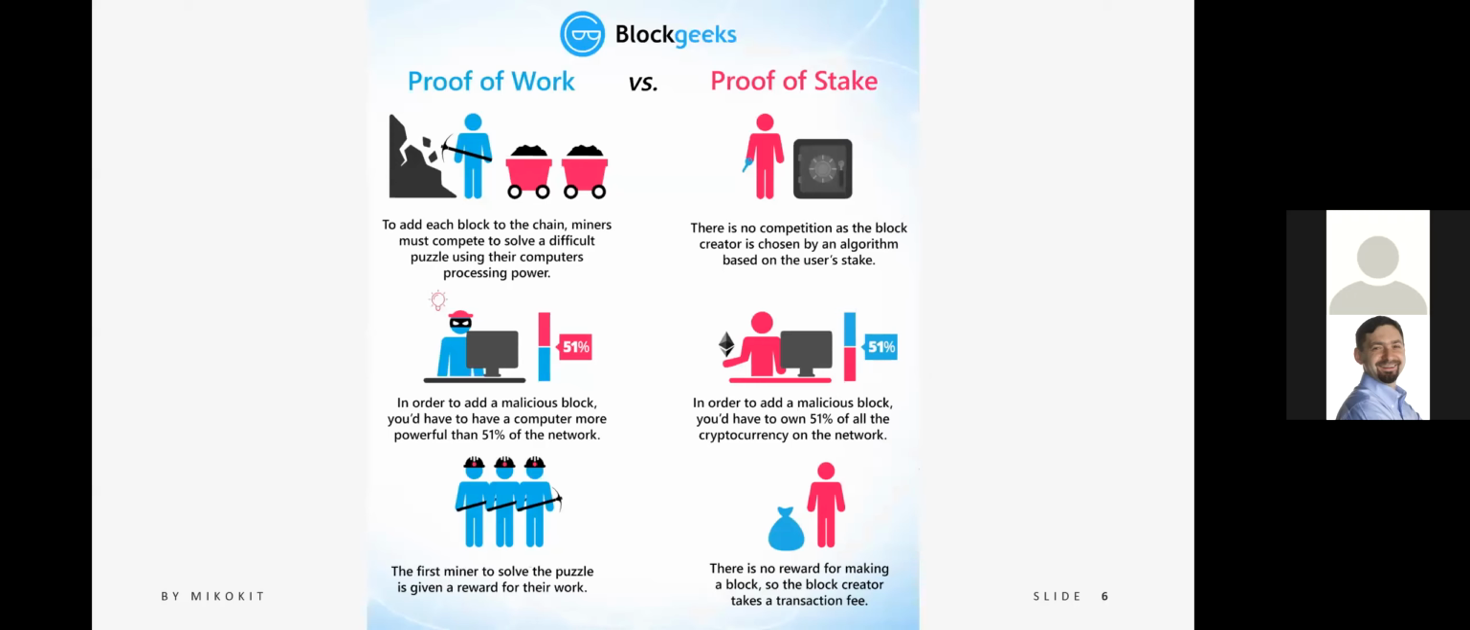So to go over proof of work versus proof of stake. So the way proof of work works, both are competitive systems, but basically with proof of work, to outcompete the competitors, you need to use more computing power.